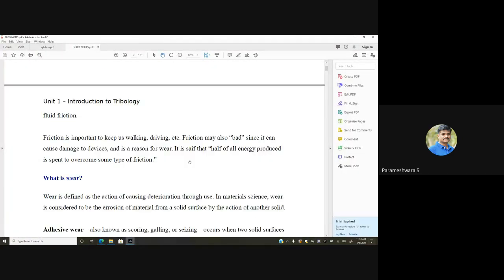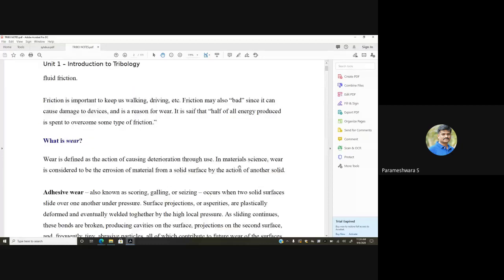This friction is important to keep us walking, driving. And as I said earlier, friction is a necessary evil. Sometimes friction helps us, and sometimes friction creates a problem. So it has two contributions, good and bad. It can damage devices, and it is said that half of all the energy produced is spent to overcome some type of friction.